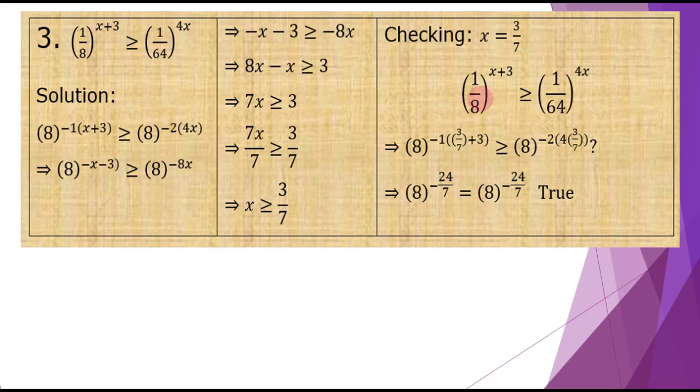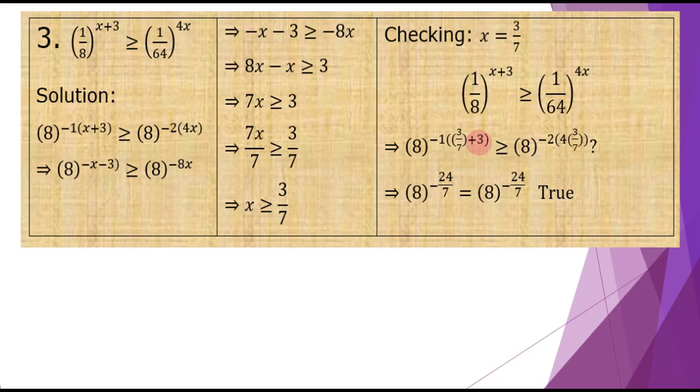Okay, so we have 1/8 from the original expression raised to x plus 3 greater than or equal to 1 over 64 raised to 4x. Substitute the value for x, which in this case is 3/7. So this becomes 8 raised to negative 1 times 3 over 7 plus 3. Is this greater than or equal to 8 raised to negative 2 times 4 times x, where x in this case is 3/7? Adding the exponents here, we have 8 raised to 3/7 plus 3.